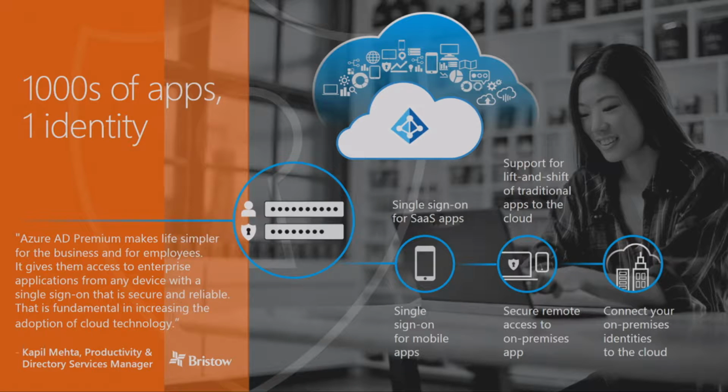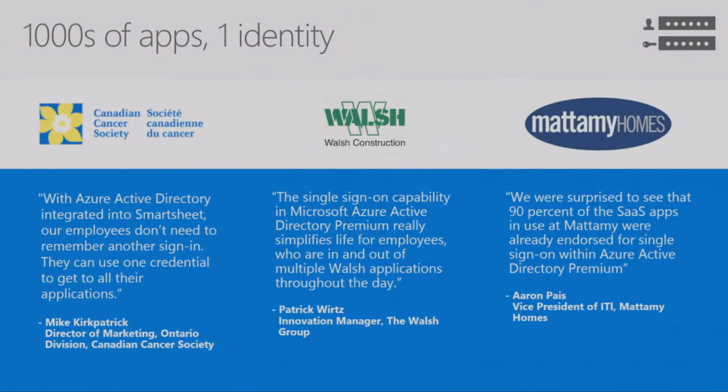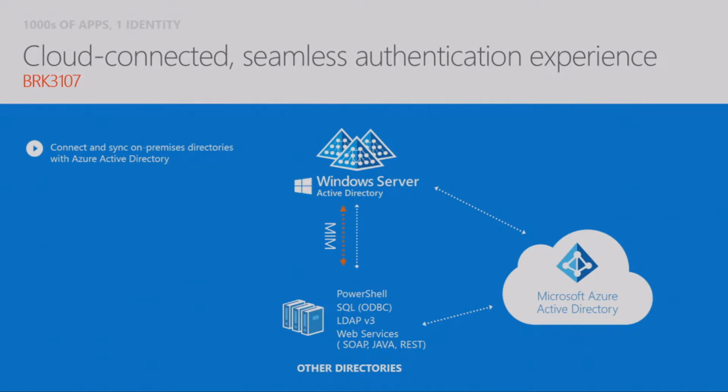We have our friends from Bristol here. They say, yes, one identity to cloud and on-premise applications made our life simpler. But we have other customers saying other things too. I'm not going to read it. I thought it would be the best to read everything, but then I said no. So how we do that, how we achieve that?